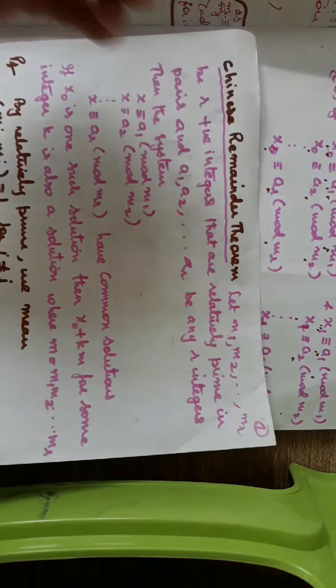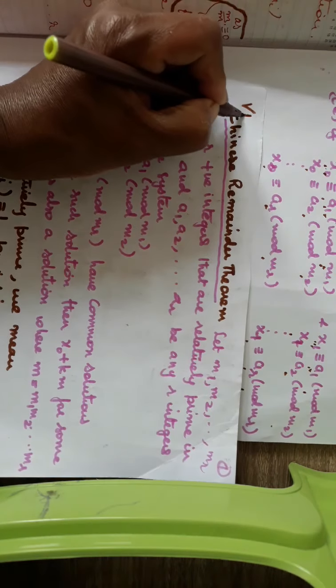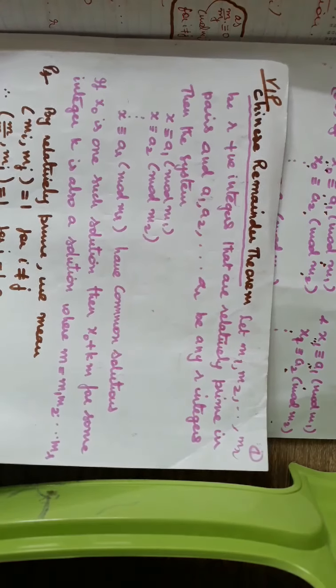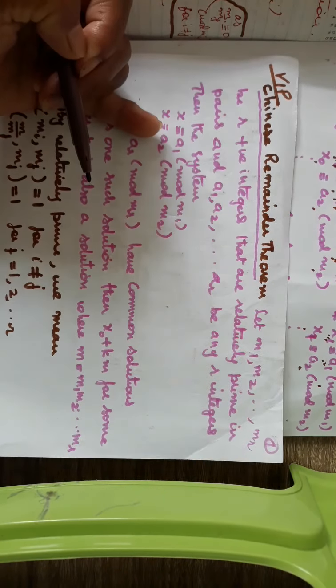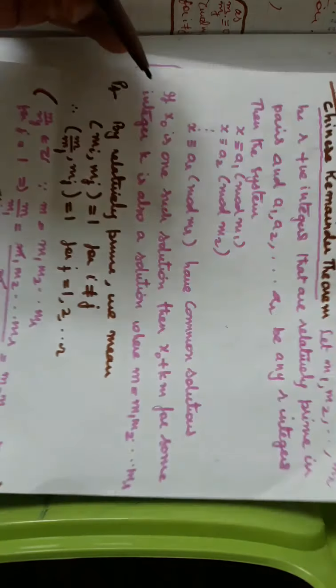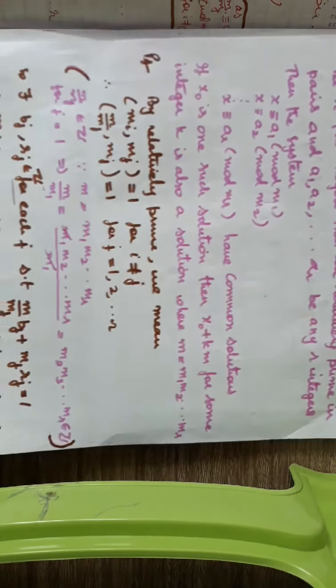I hope it is clear to you, and remember that this is an important theorem. It used to come during the annual exam, but in the semester they used to ask: state the Chinese remainder theorem and solve the following system of linear congruences to find their solution. So that we'll discuss in the next class. Okay.